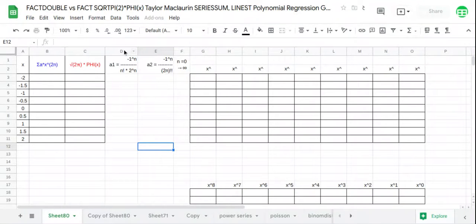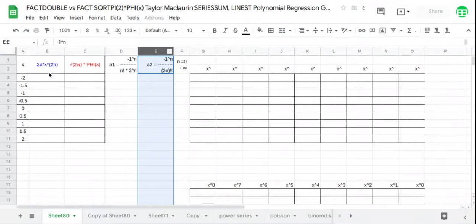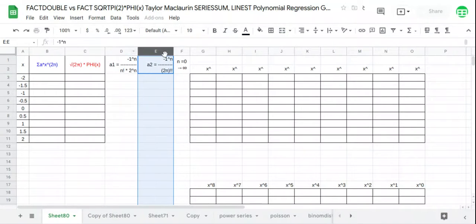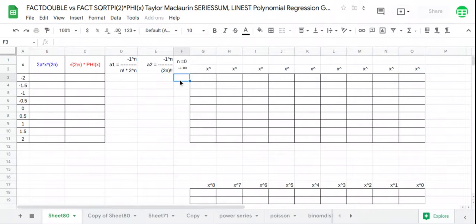In this video, we'll use factorial and double factorial to generate the Taylor-Maclaurin series sum of the square root of 2 pi times phi sub x. We begin with the formula of the expansion, which is the summation of a times x to the power 2n, where the value of a can be factorial, which is a1, or double factorial, which is a2. And the value of n is from 0 to infinity. So we can go as far as 16, which is good enough.